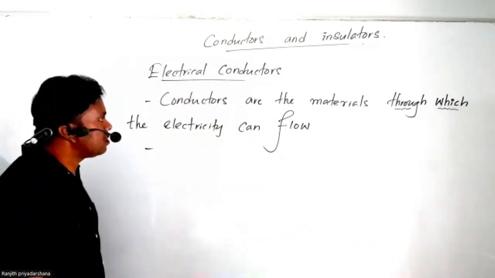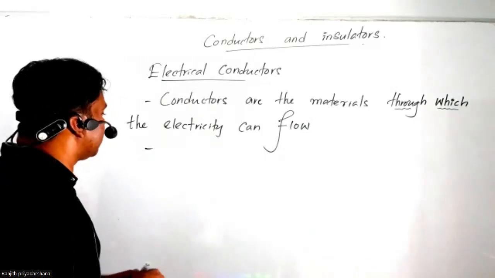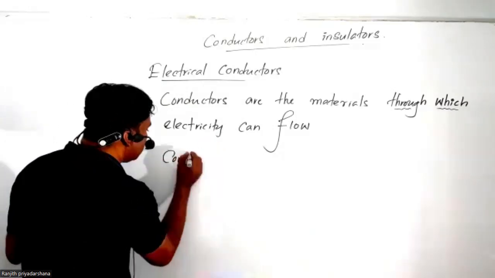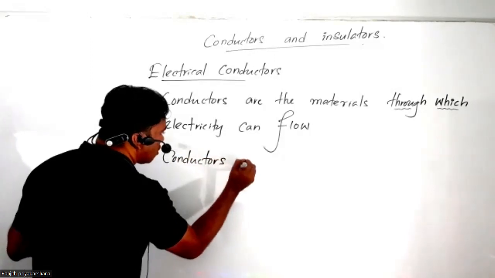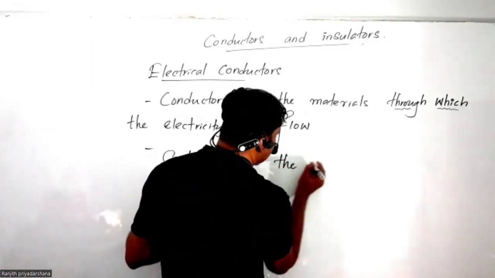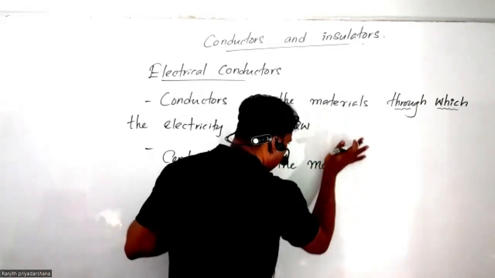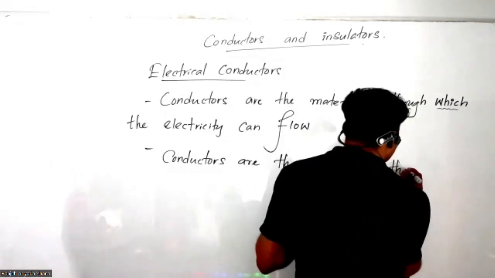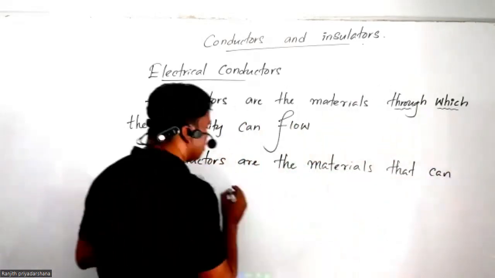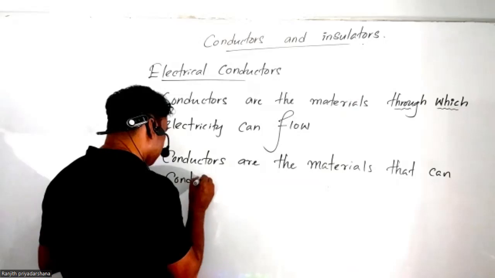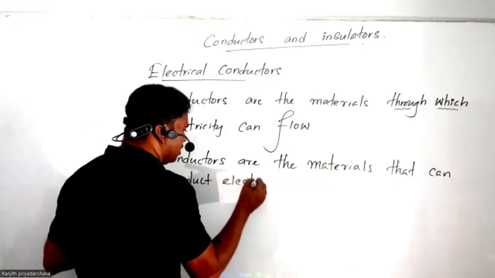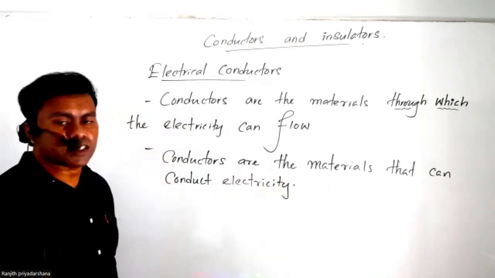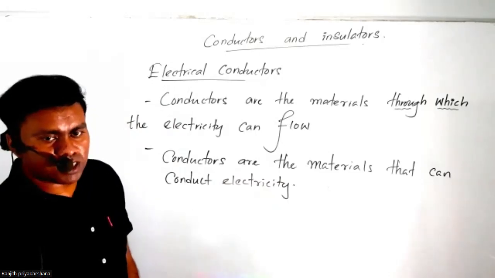Right. So conductors are the materials through which the electricity can flow. This is the definition in the book, and it gets marks. Conductors are the materials that can conduct electricity. Now you know the meaning of the term conduct.